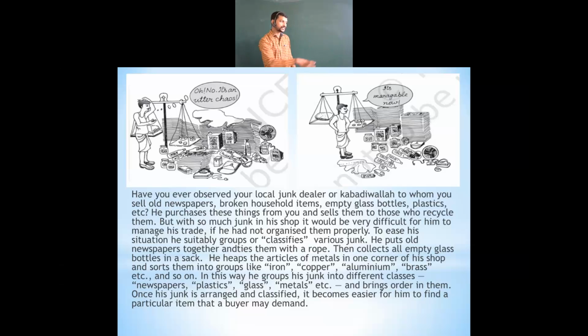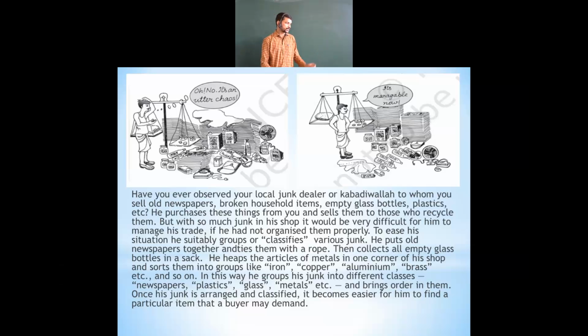This is the arrangement. He is arranging the things as per his classification, the various junk, whatever has been there, he is classifying as per his needs. Then he puts old newspaper together and ties them with a rope. Obviously, however the newspapers have been thrown, he has tied them up and kept aside. In the slide, you can see over there. Then next, he collects the empty glass bottles in a sack. That is what one side he has made for the empty bottles.